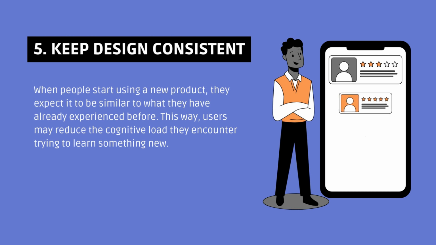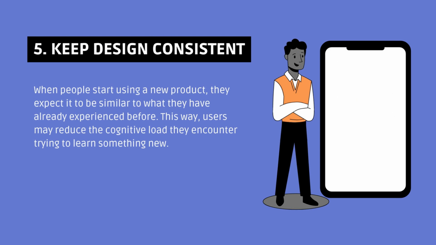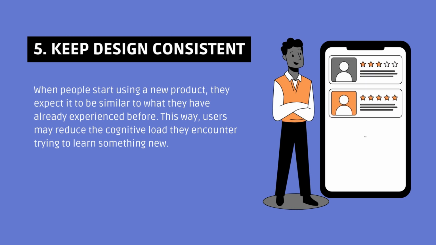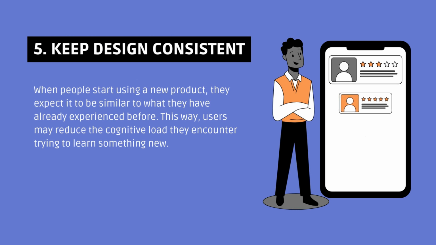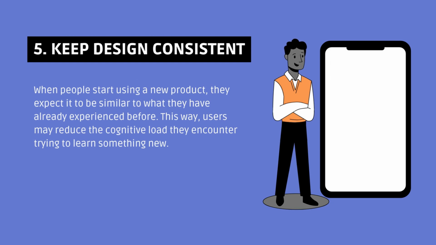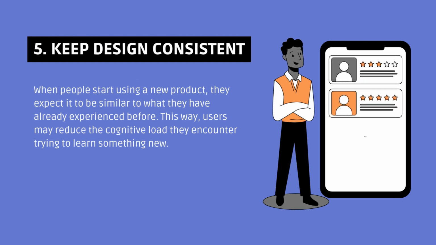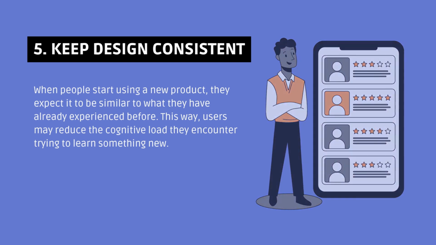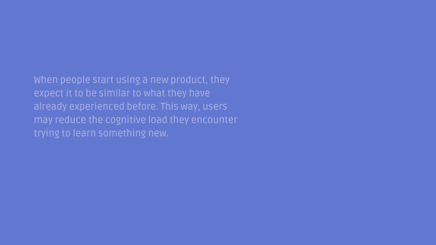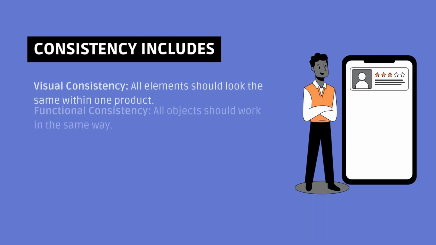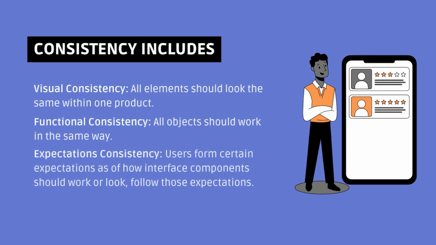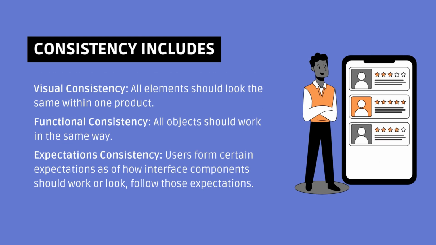When people start using a new product, they expect it to be similar to what they have already experienced before. This way, users may reduce the cognitive load they encounter trying to learn something new. Design consistency follows the idea of so-called transferable knowledge. Consistency in UI embraces visual consistency. All elements should look the same within one product. For example, you can create components for the same type of listings.